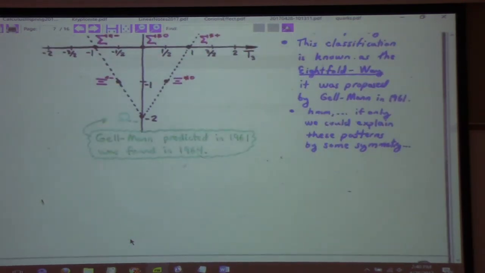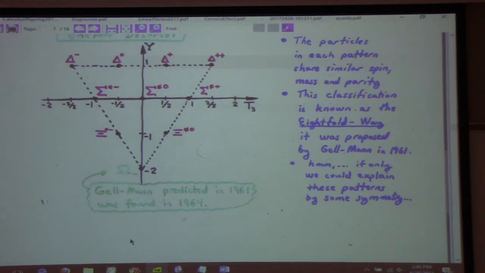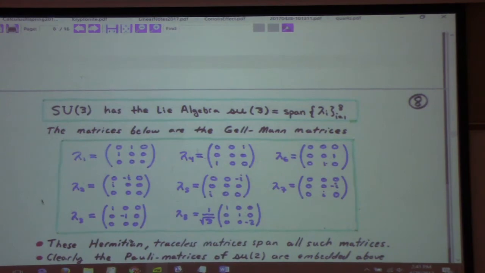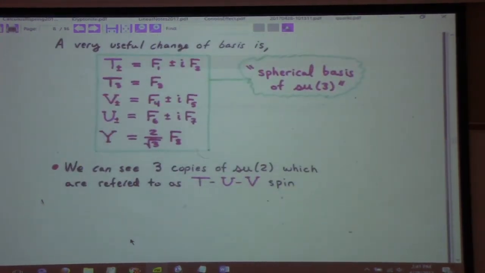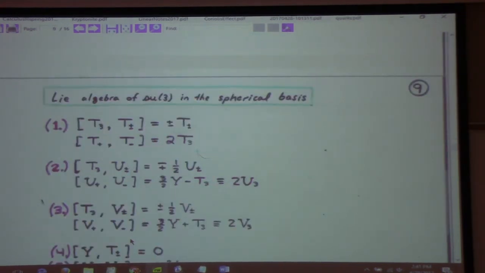Not surprising. But then the main question is, okay, so there's a symmetry. These particles fit this pattern. Why? And so what we figured out, the next step in the game, is largely how do you build such a representation? You build it from SU3 representations.